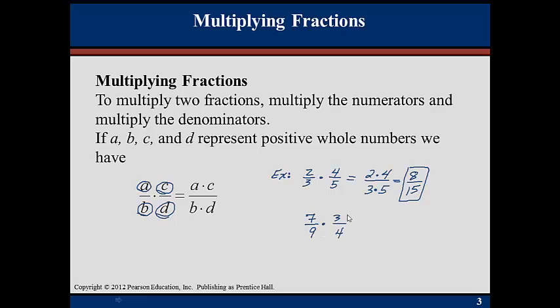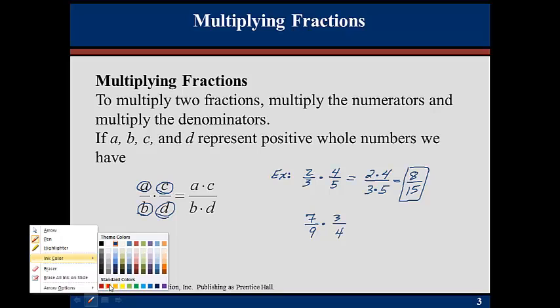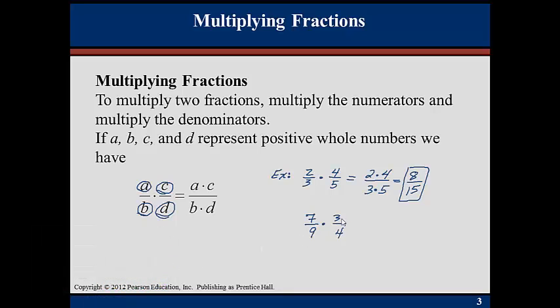Another example, let's say we had 7/9 times 3/4. Now here, before we multiply, we could cross simplify. So 3 and 9 have a common factor, so I can divide both by 3. This will cancel out, leaving a 1, and this will cancel out, leaving 3. So now you have 7 times 1 divided by 3 times 4, which is 7/12.